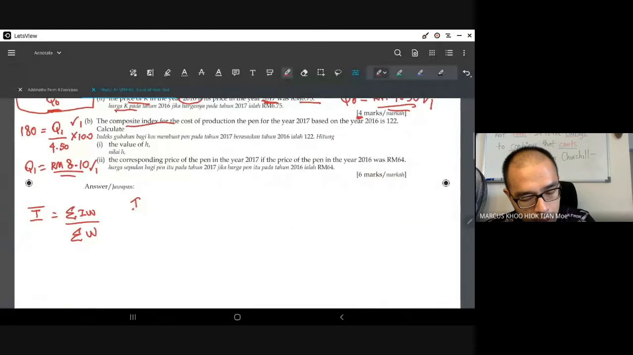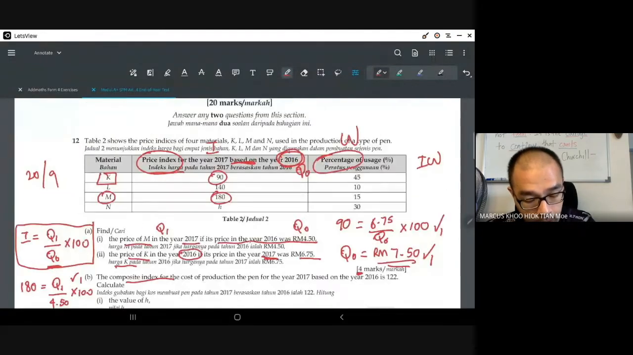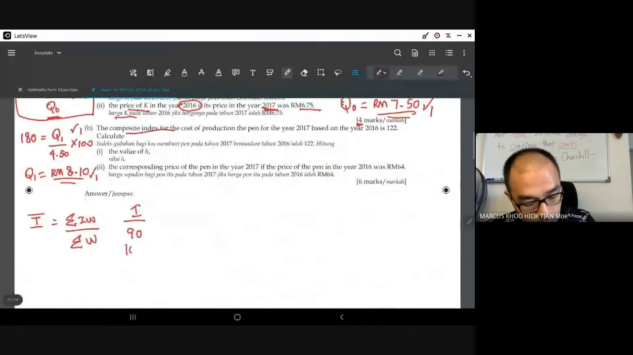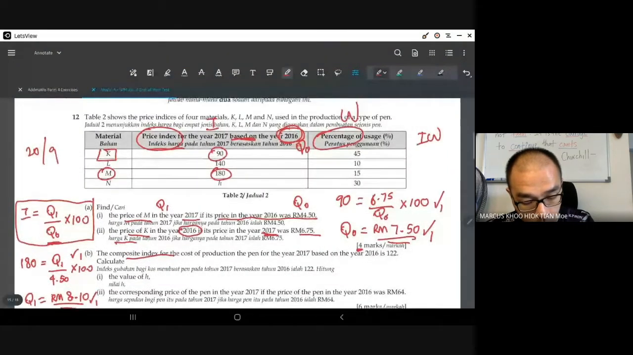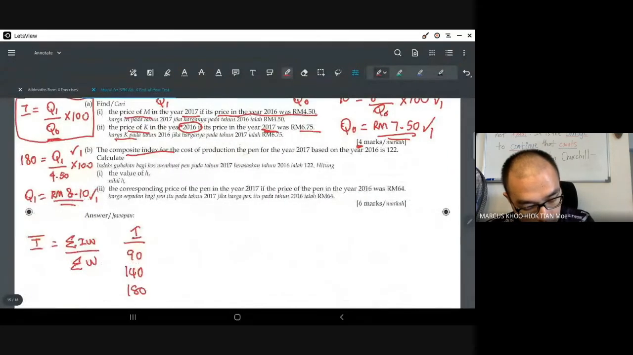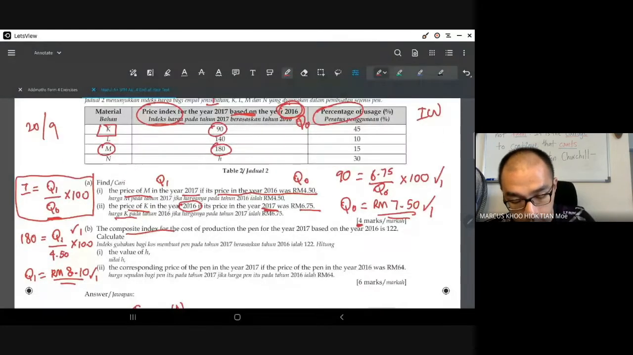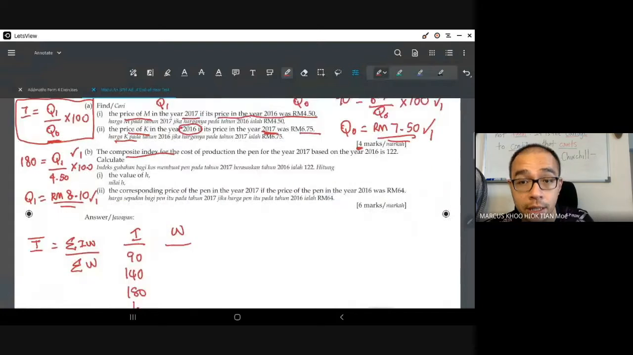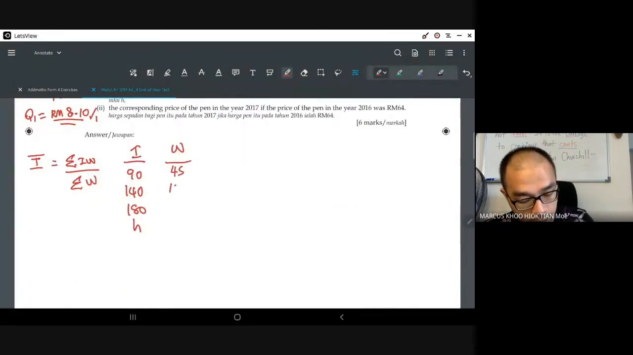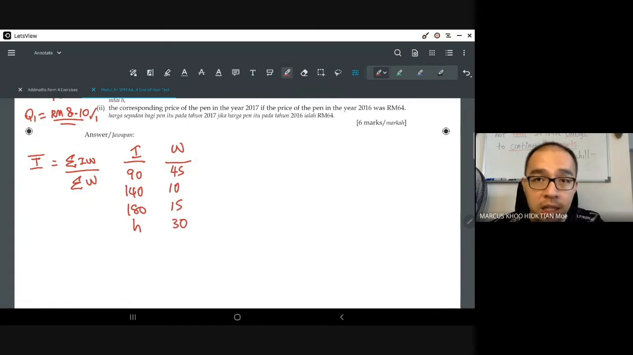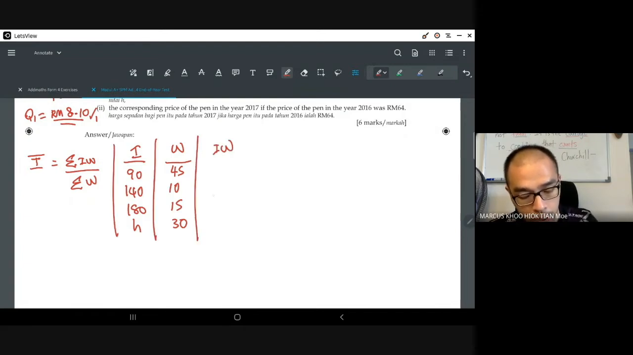So the I is 90, 140, 180, and H. And then the W is 45, 10, 15, and 30. Okay, 45, 10, 15, and 30. So don't worry about the H. The H is there. Okay, don't worry. We always find the I times W first.